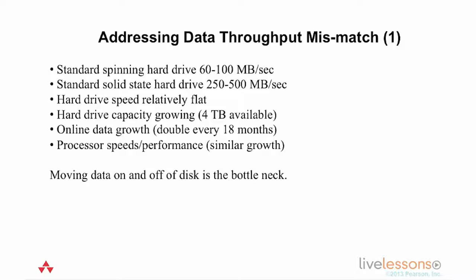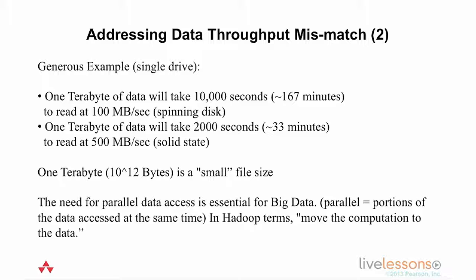So what we find looking at this data, the real difficulty, and bottleneck, is moving data on and off of the disk. Everything else seems to be growing nicely, but when it comes to moving data to and from disk, we have a little bit of a bottleneck. Let's take a look at a simple example. A 1 terabyte data file will take 10,000 seconds, that's 167 minutes, to read at 100 megabytes per second on a spinning disk. And that's assuming everything's perfect and we're going to be hitting 100 megabytes per second, which anybody who uses this type of equipment knows that that's on a good day.